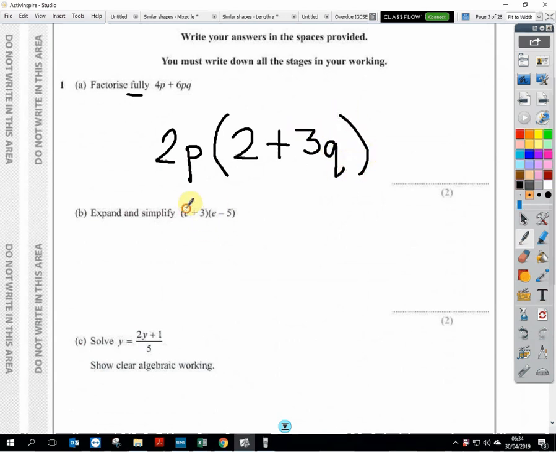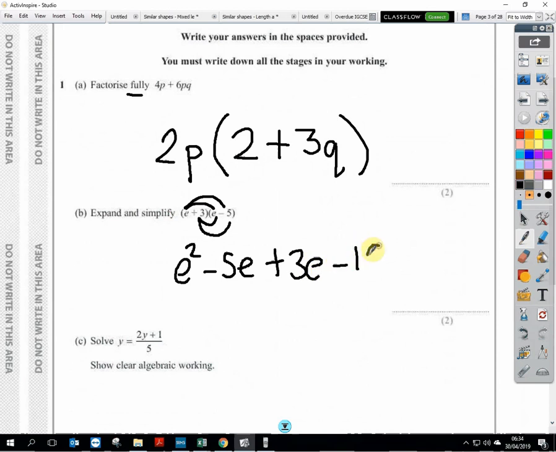The next one, we can use whichever method you like. I like to draw the lines. So e squared minus 5e plus 3e take 15. The middle two combine to give you negative 2e.